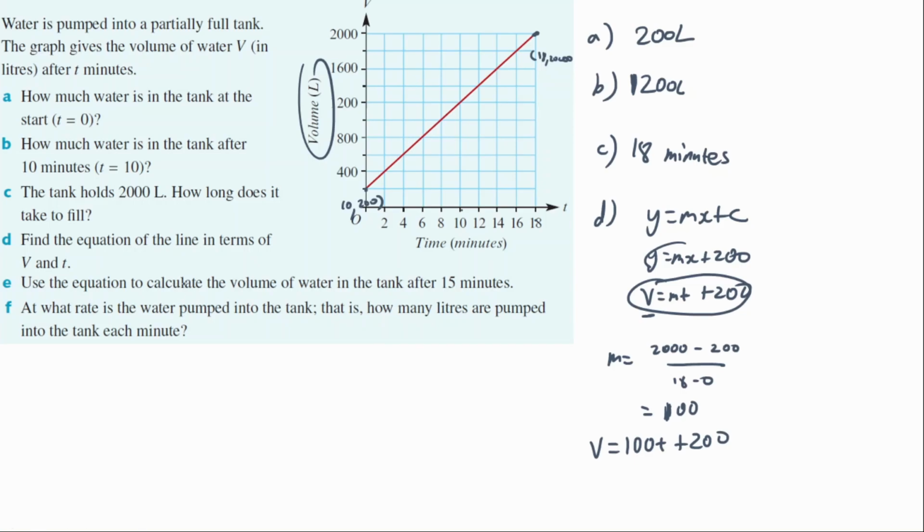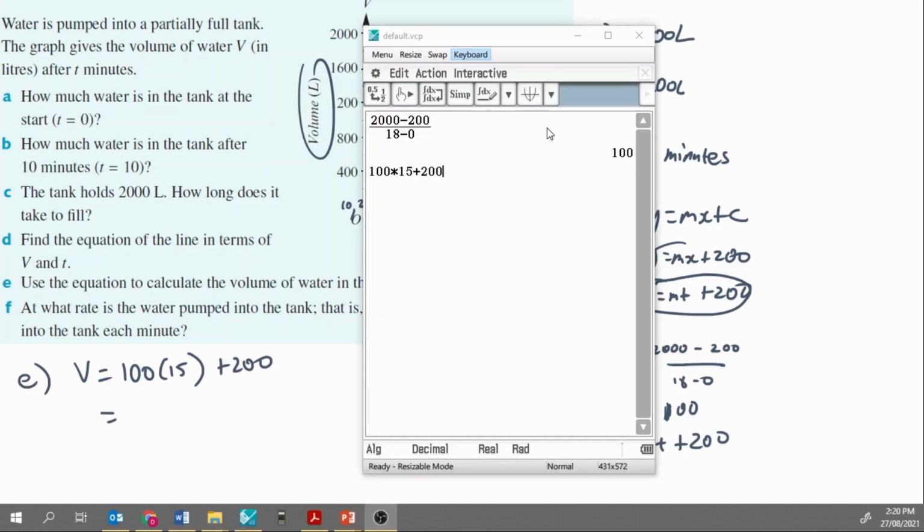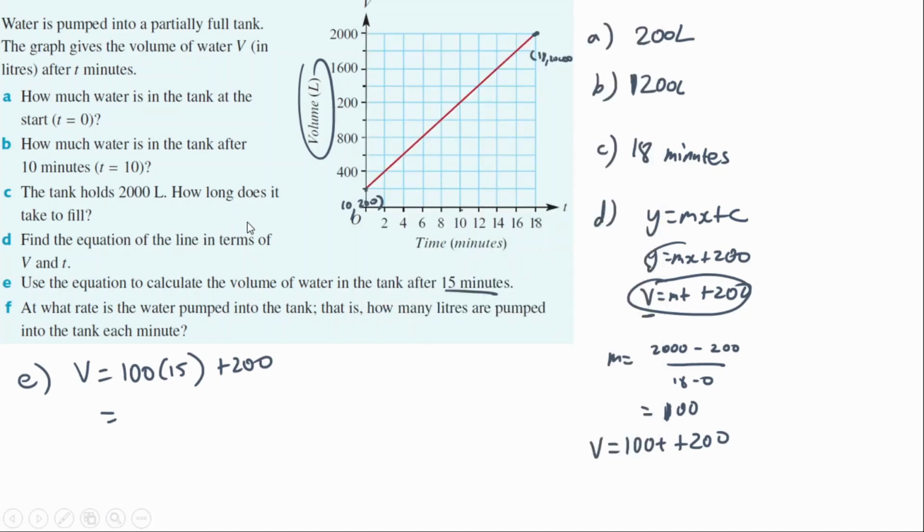Moving on to question E, I'll do this on the left here. So use the equation to calculate the volume of water in the tank after 15 minutes. So I'm going to use this equation now. I'm given t, I'm given 15 minutes. I'm going to do v equals 100, bracket 15, plus 200. Once I've got that, I'm just going to work that out, put those values into your calculator. So your calculator should look something like this. Press enter and you get 1700. So after 15 minutes, you would have 1700 liters in your tank.